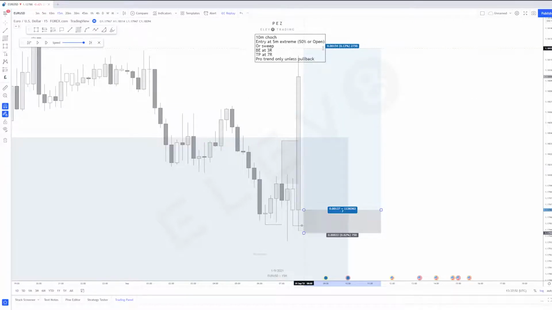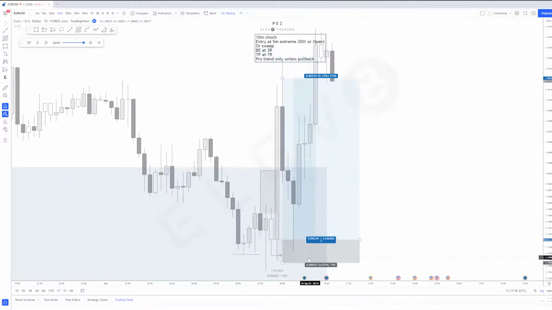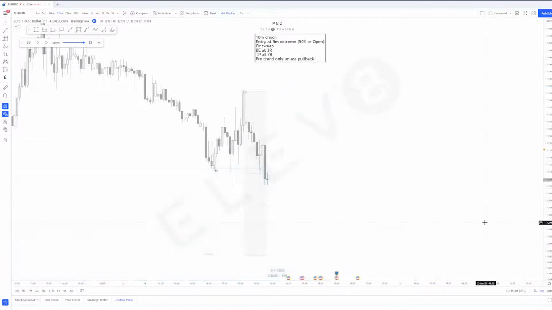So then TP goes at 7R, and we get tagged in and runs TP. Okay, so this counter trend strategy is really simple. All it is looking for is a pullback, and it does produce some really good results throughout the months. So it's definitely worth including this in your strategy.